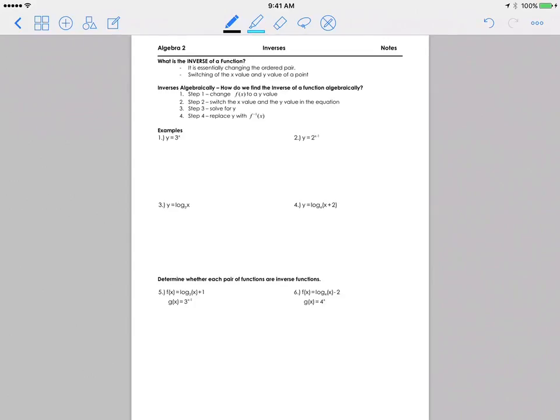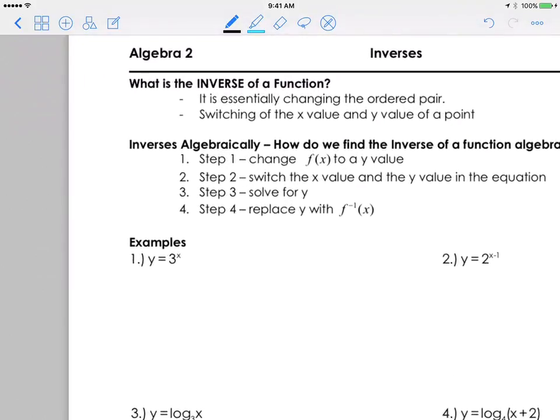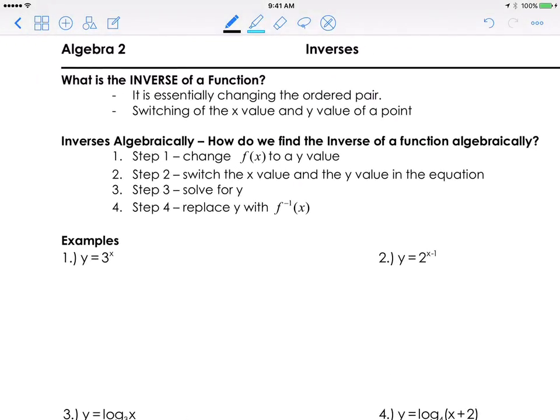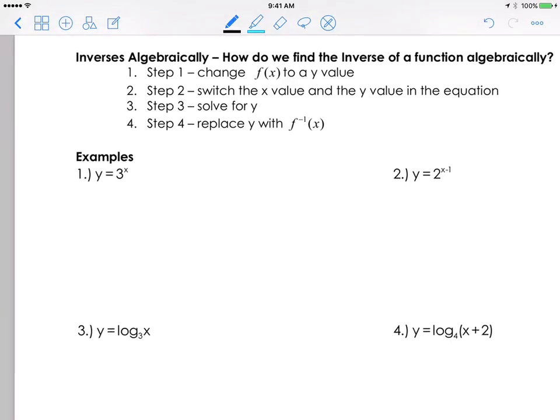But we're going to specifically look right now at how we do this algebraically. So the first step, we need to change f of x, which is just a fancy way of saying y, to an actual y. Then we need to switch the x and y values of the equation. We're going to solve for y, and then we're going to replace it with the notation for inverse, which is f to the negative first power of x. So let's start with number 1.